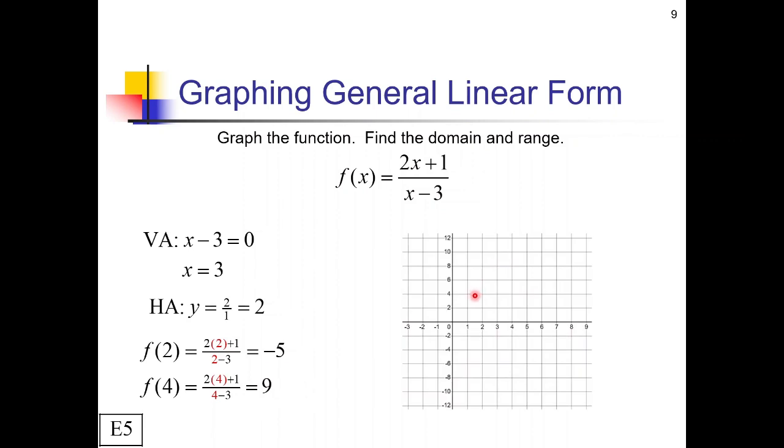And then graphing all that out, I've got my vertical asymptote now at x equals 3, horizontal at y equals 2. I have my point on the left at 2 comma negative 5, which is right about here. And we also have 4 comma 9 on the right side, which is up here. So here's our first branch, and here's our second branch. The domain, we're going to have x not equaling 3, and the range, y does not equal 2.